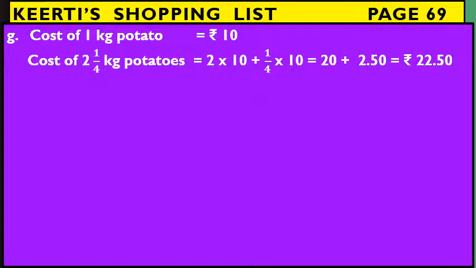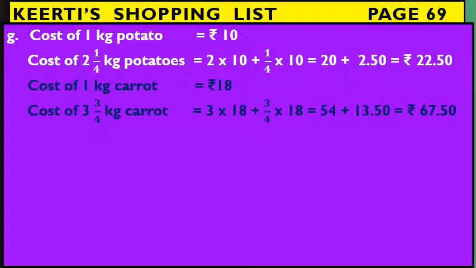Answer: 1 kg potato cost rupees 10. So 2 kg potatoes will cost 10 times 2, that is rupees 20. 1/4 kg potato will cost 10 divided by 4, that is 2 rupees 50 paise. So 2 1/4 kg potatoes will cost 20 plus 2 rupees 50 paise, that is 22 rupees 50 paise. So the cost of 2 1/4 kg potatoes will be 22 rupees 50 paise.